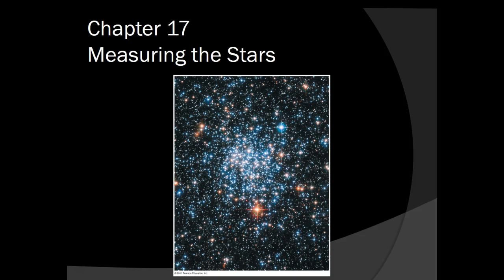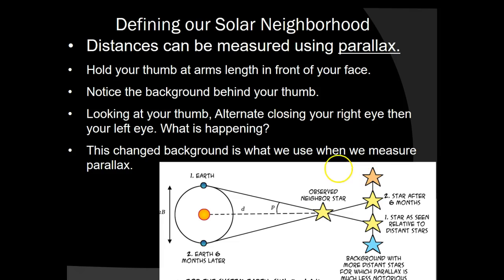to you about different star properties and the HR diagram. So let's go ahead and get started. The first thing we need to do is define what we consider our solar neighborhood. So distances can be measured using what we call parallax. This is how we determine how close things are to us.